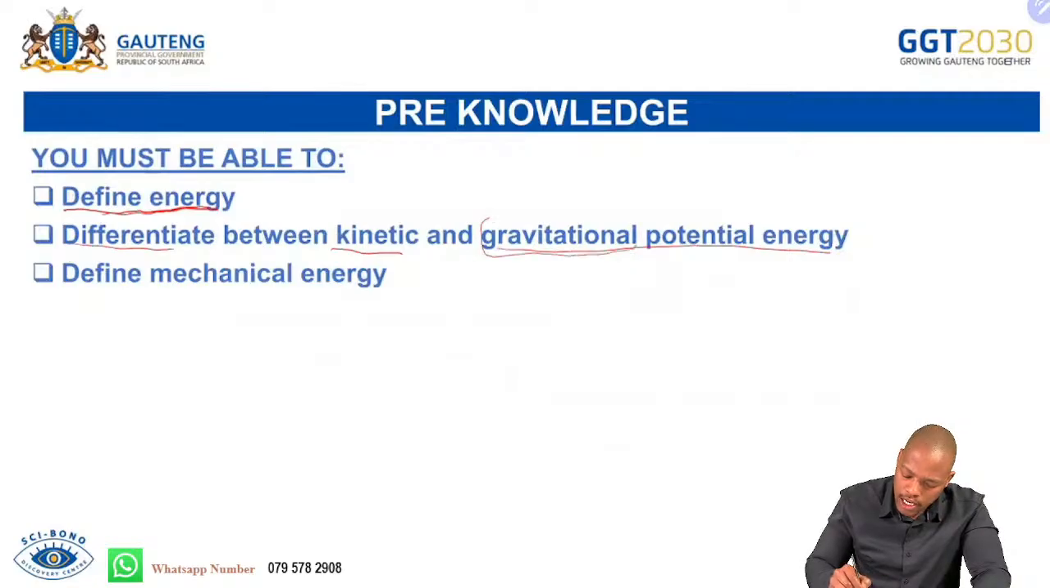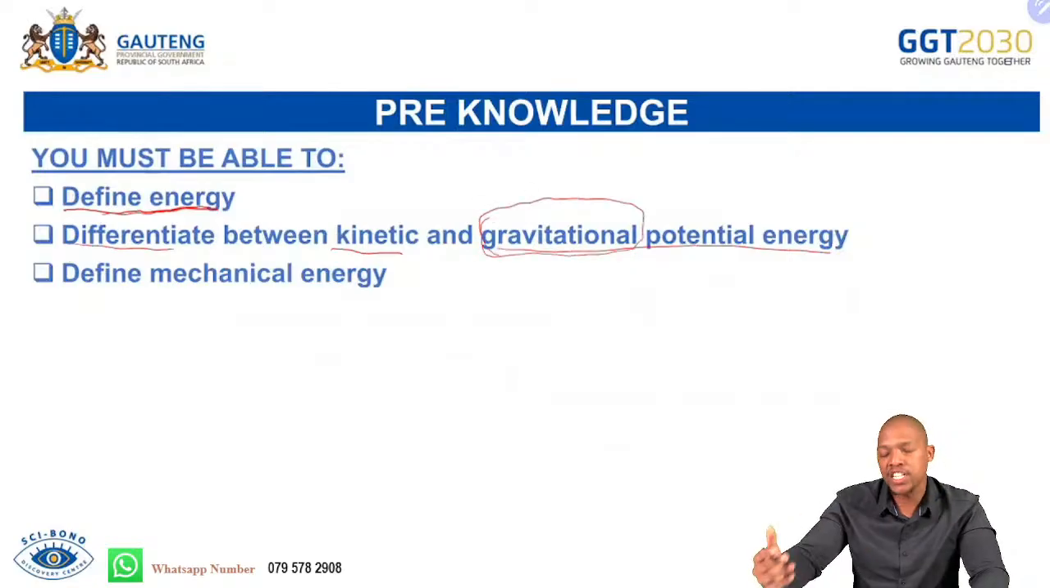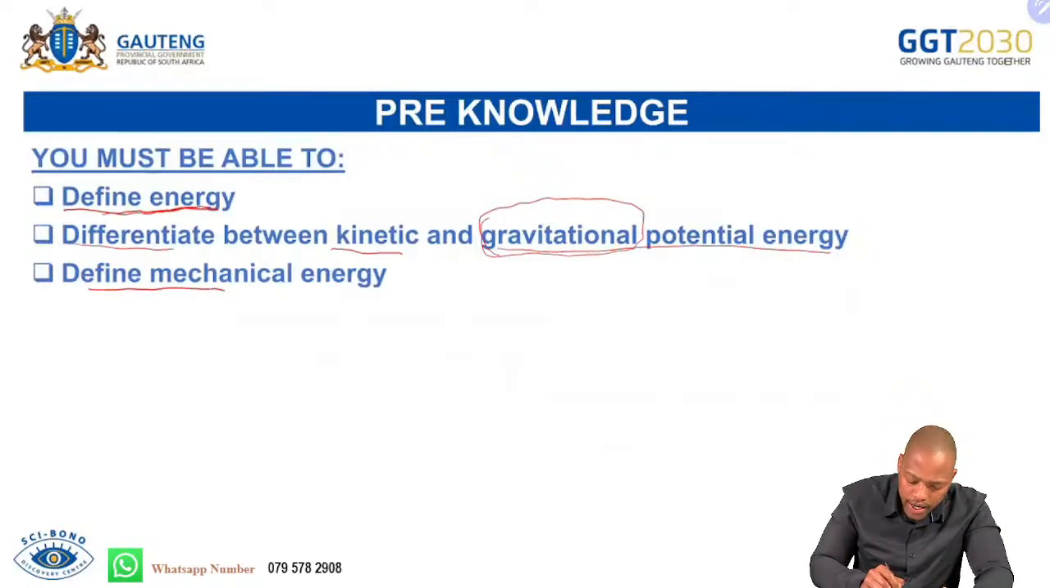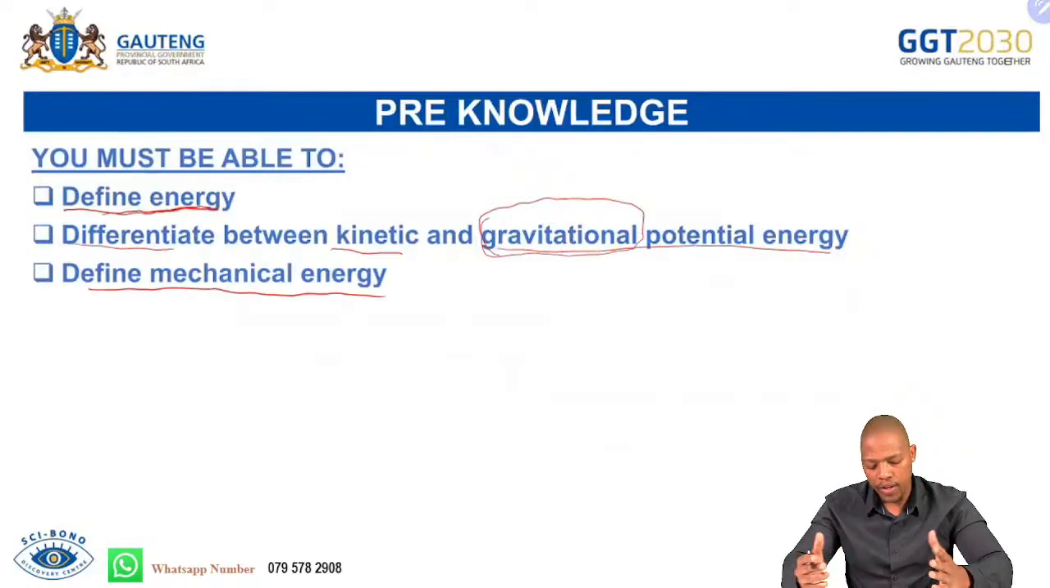Let's emphasize here the words gravitational potential energy, not just potential energy, because there are different types of potential energies, right? And then we must be able to define the term mechanical energy. All of these energies that we are talking about are things that were done in Grade 10. You remember in Grade 10, you were introduced to energy, kinetic energy, gravitational potential energy, then mechanical energy. So all of these we expected you to know.